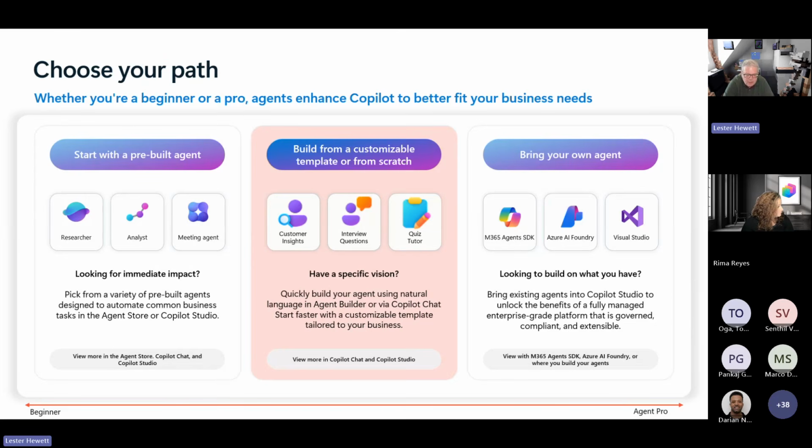And if you have an agent that already exists somewhere else in the environment, there is support for things like A2A and some of those capabilities. You can bring those agents into Copilot as well. So it's a whole load of great ways of deciding how you want to get started with this. It says on the bottom here, beginner down to Agent Pro.